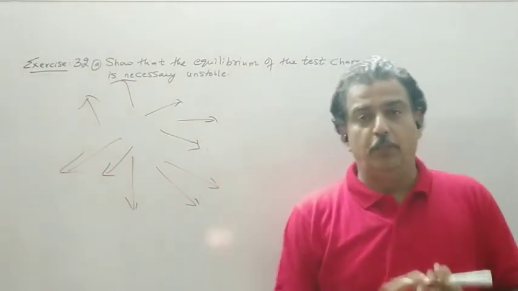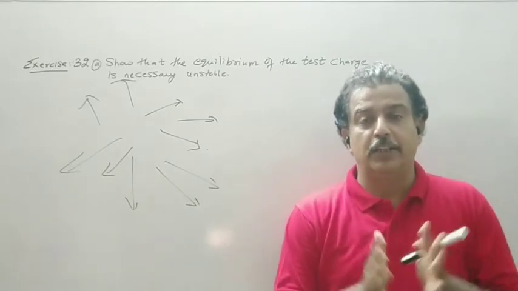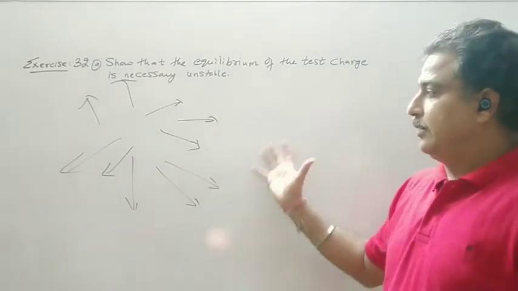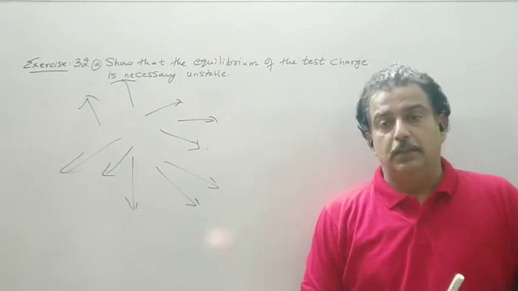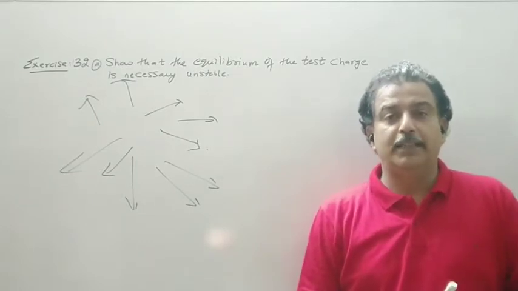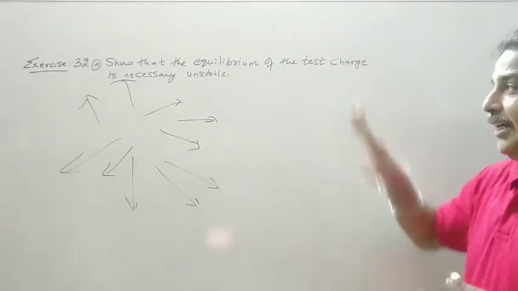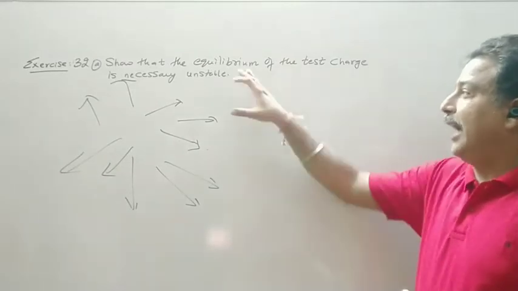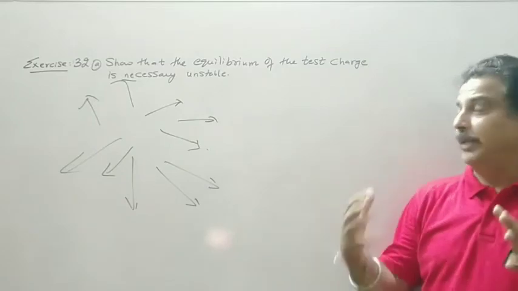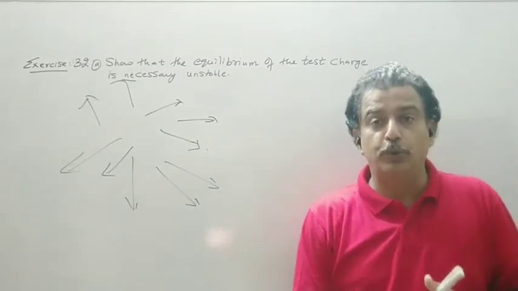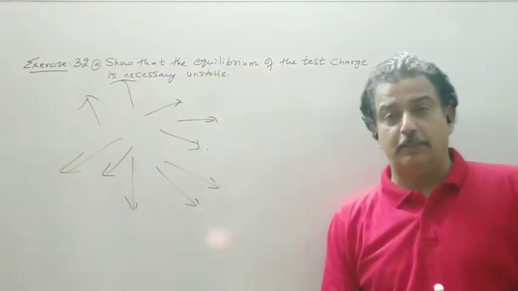Now there is a null point. Null point means where the resultant electric field intensity is 0. So the question is, some arbitrary electric field is given and a null point is there. Now if we place a test charge there, we have to prove that the equilibrium is necessarily unstable. Now what does it mean? We have to understand this statement.